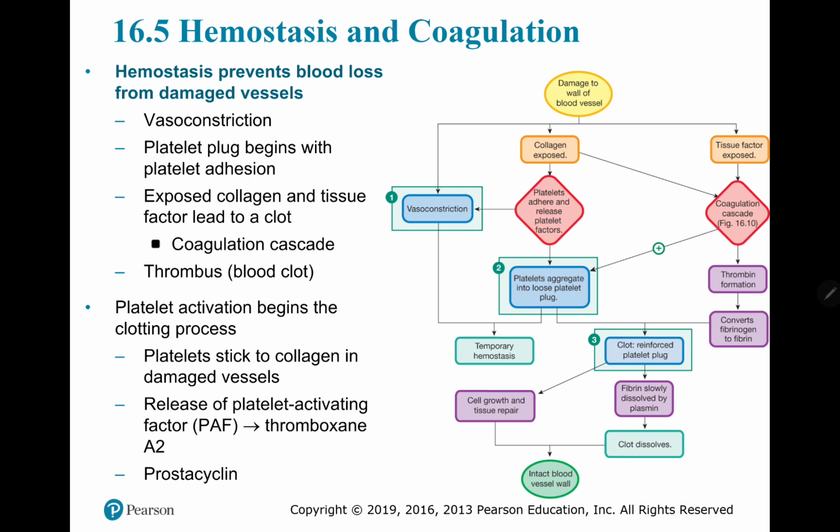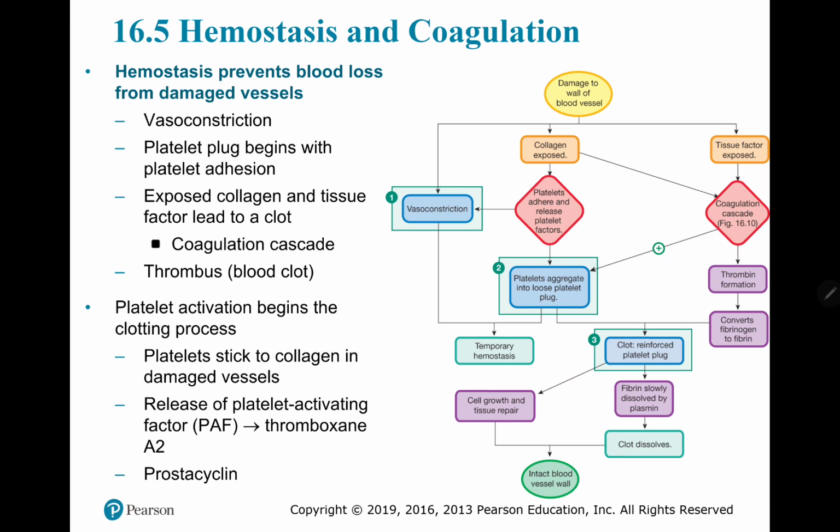Okay, and this just looks at hemostasis, right? Hemostasis is blood clotting. We're trying to prevent blood loss from that damaged vessel. So what we're going to do first is have a vascular spasm, or we're going to vasoconstrict. So we're going to reduce the amount of blood that's coming to that area, right?